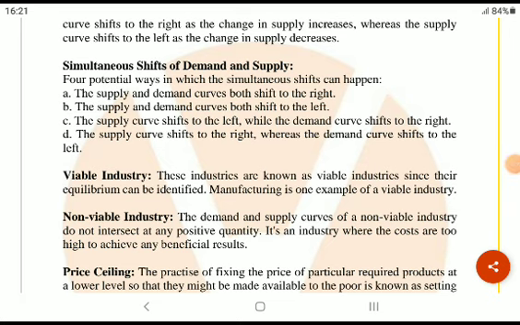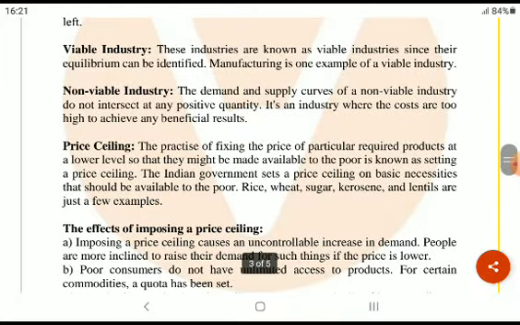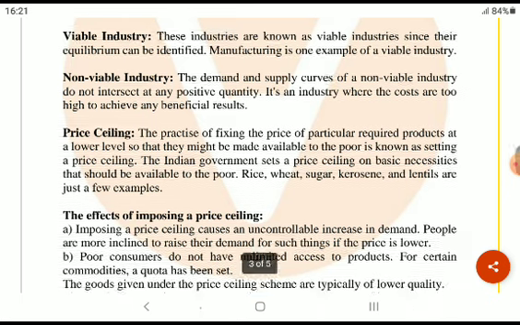Supply and demand curve both shift to the left. Supply curve shifts to the left and demand curve shifts to the right. Supply curve shifts to the right and demand curve shifts to the left. Viable industry. These industries are known as viable industries since the equilibrium can be identified. Manufacturing is one of the examples of these viable industries.